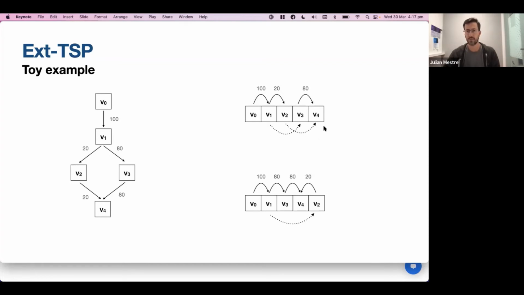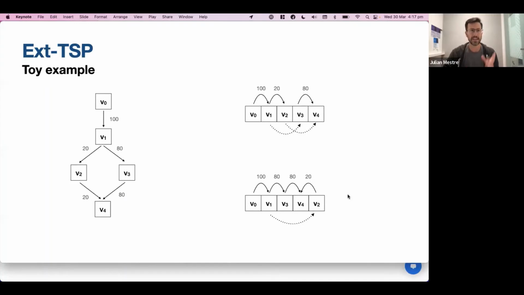And for the ones where I have to do a bit of a jump, there will be some discount factor associated with those. And here I have another layout, and in this layout, I have way more of these adjacent edges. So this is a much better layout than this one. So the question is, how can we find the best layout, the one that optimizes my Ext-TSP objective? And this is what I want to study.